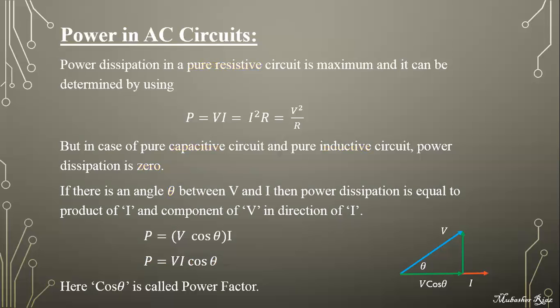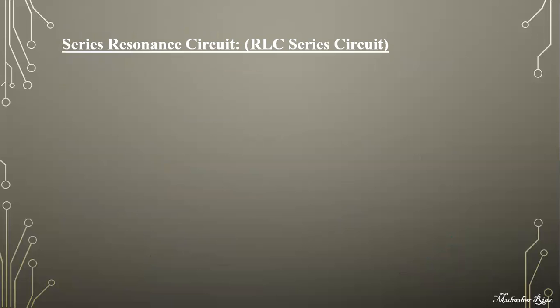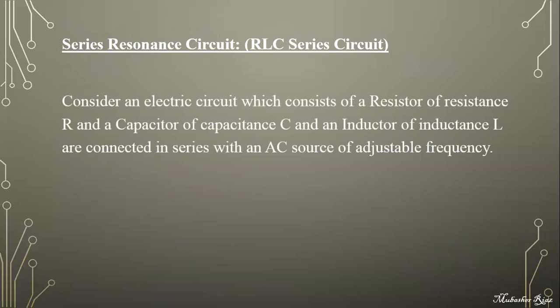Now it's turn of series resonance circuit, or it is also called RLC series circuit. Consider an electric circuit which consists of these three components: resistor, capacitor, and inductor, having resistance R, capacitance C, and inductance L respectively. They are connected in series with an AC source having variable frequency.